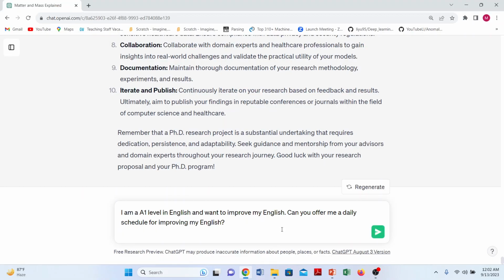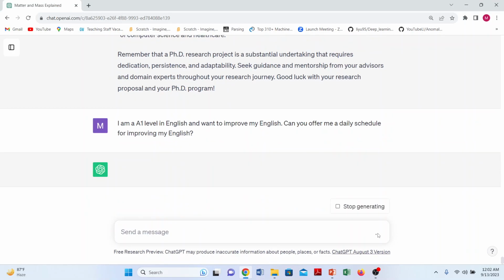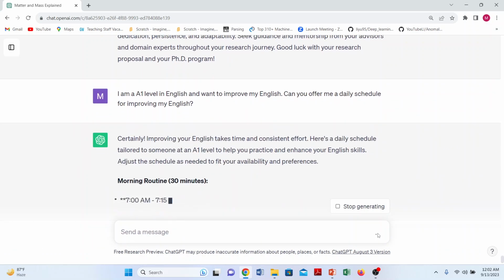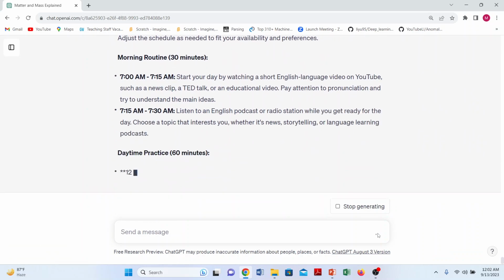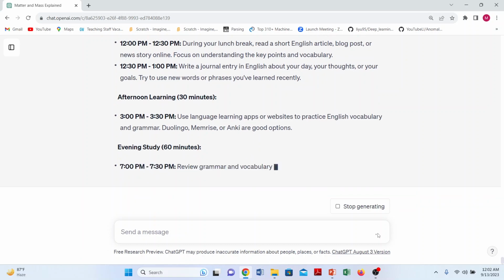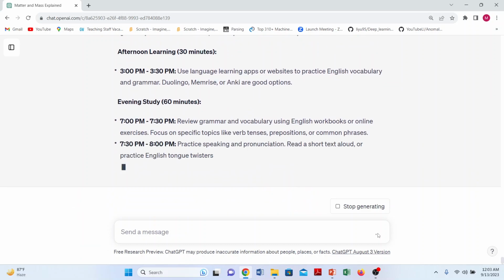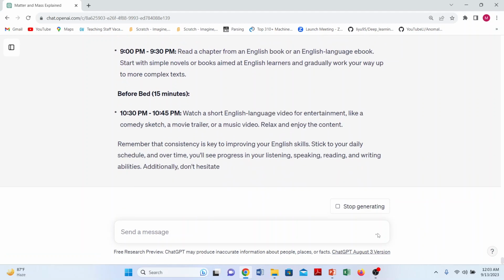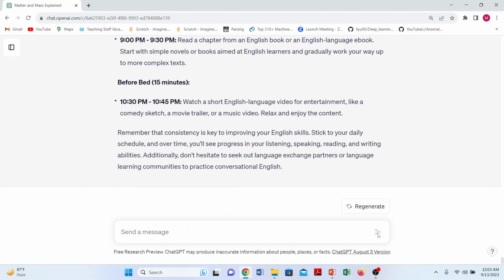So if we give this one, it is going to provide you with different details on what you can do daily to improve your English. It is giving you a morning routine, daytime practice, and afternoon learning. It is giving you a complete daily plan which can help you learn English and improve your level from A1 to higher levels. So these are some of the ways in which a student can use ChatGPT for improving their skills.